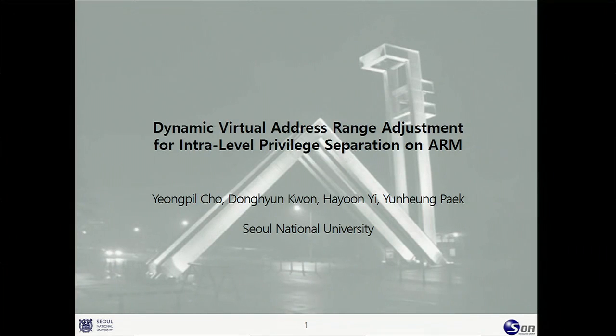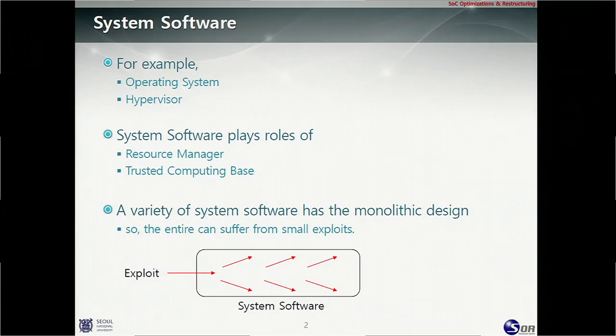My name is Youngpil Jo, and I'm a PhD student advised by Yunyoung Baek at Seoul National University. In this presentation, I'm going to talk about our work to improve the security level of system software on ARM-based machines. System software such as operating systems and hypervisors is the most privileged software entity in the system. System software should be as secure as possible because it is the primary manager of system resources, and trusted by less privileged software entities such as applications and guest OSs.